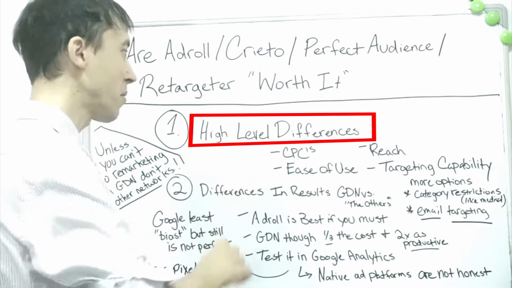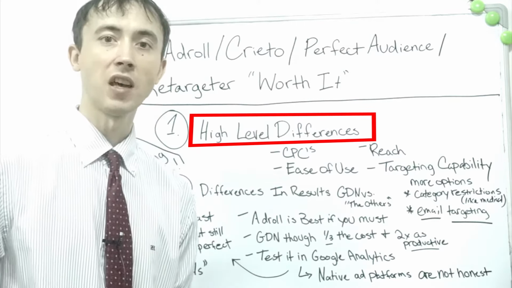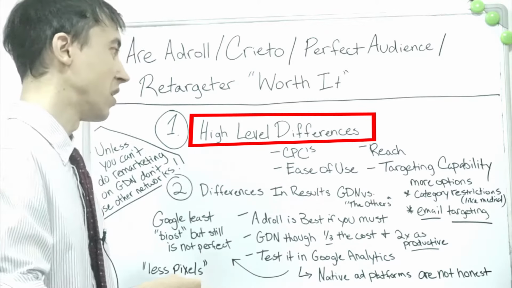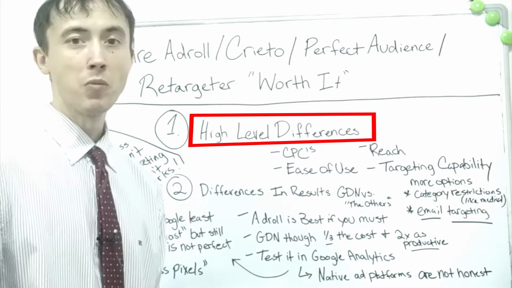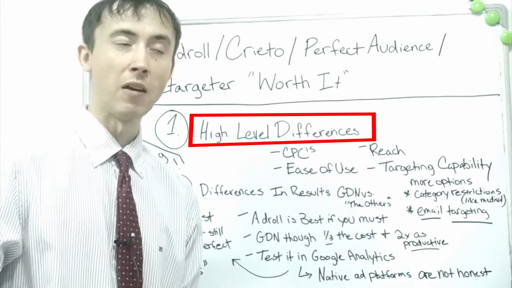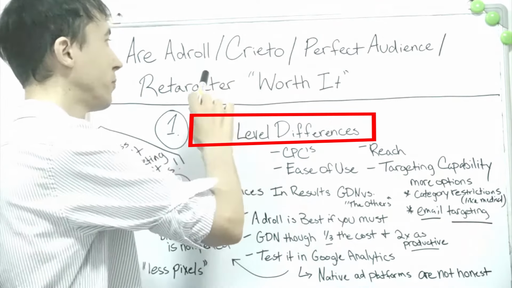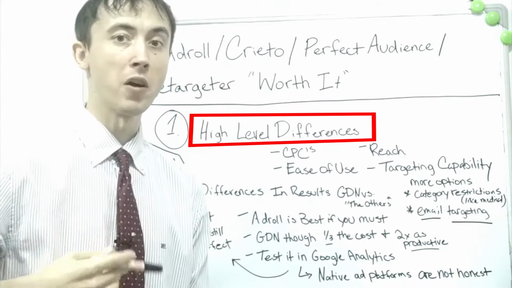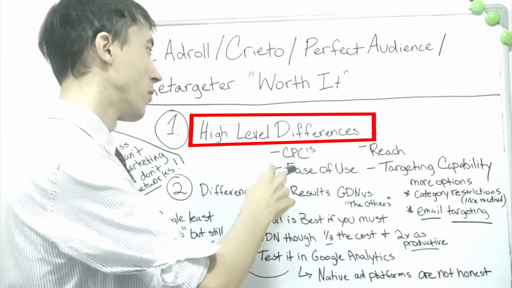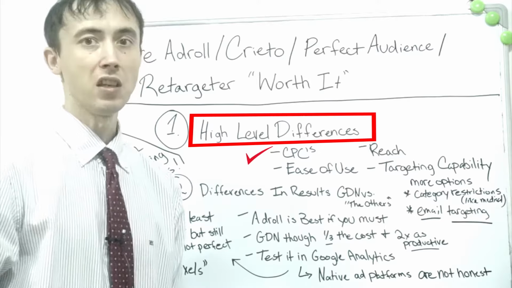So anyway, the first thing on my list here, just wanted to talk about the high-level differences between these different platforms, namely Google Display Network, which you can do through the Google Ads platform, and some of these, what I call, again, third-party remarketing ad platforms. So the first thing on my list here to discuss is the cost.